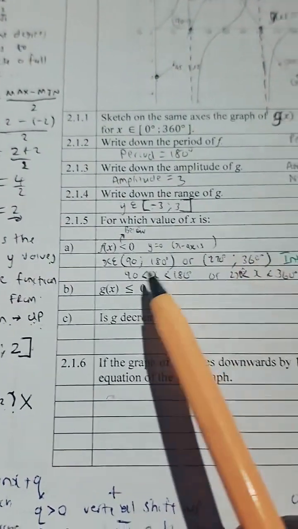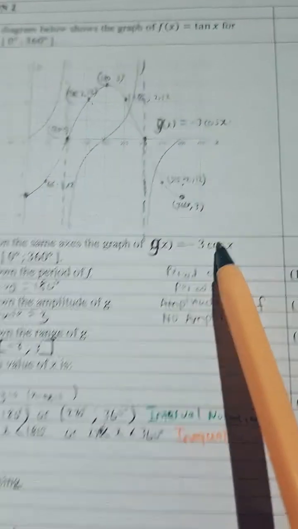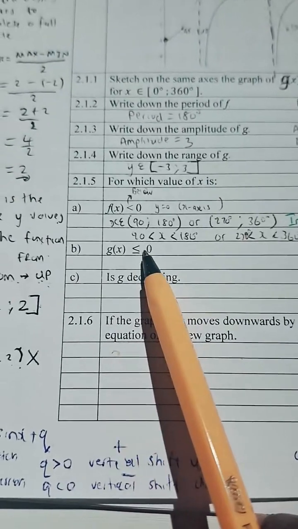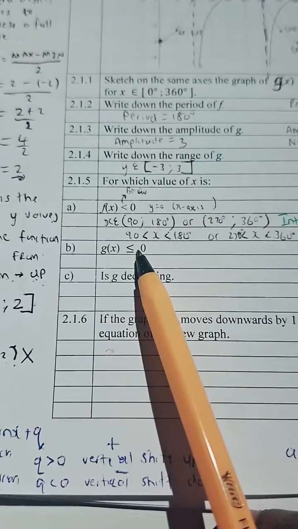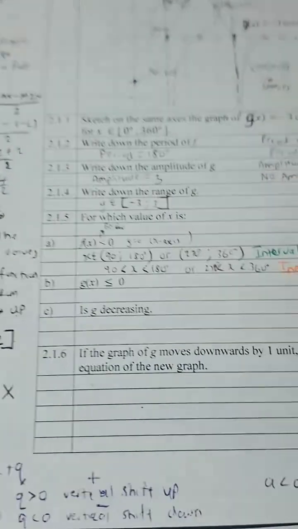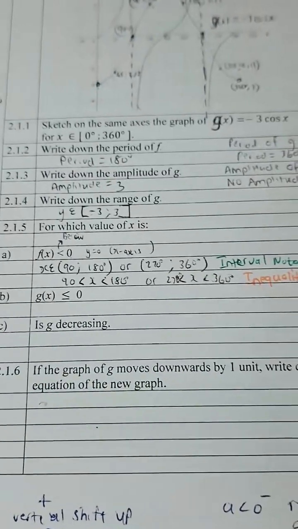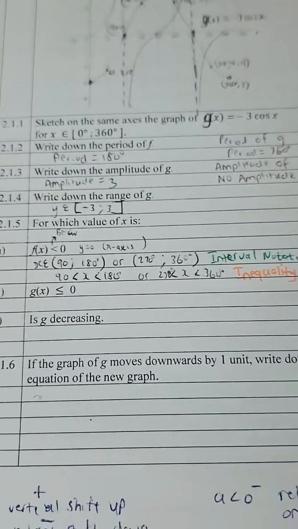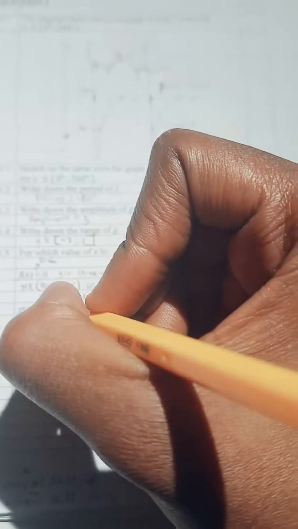G of x. Where is g of x? Now we are talking about the cost graph. So we are asking, where is that function less than or equal to 0? What are we looking for? Two things. Less than means below.